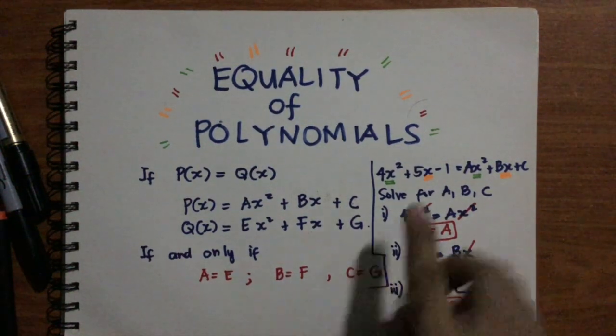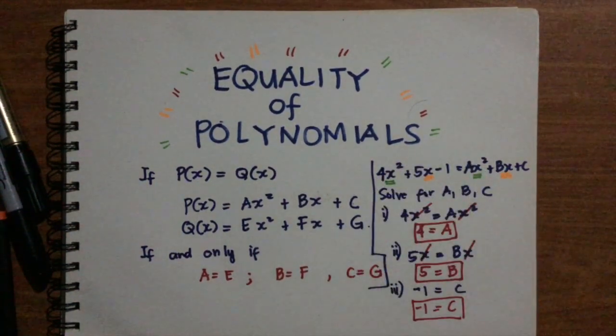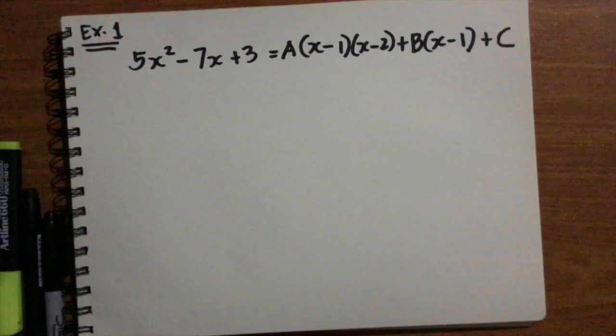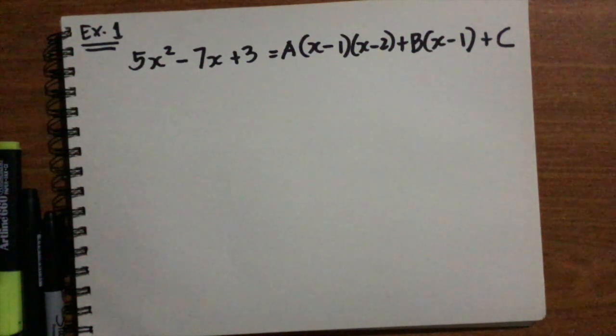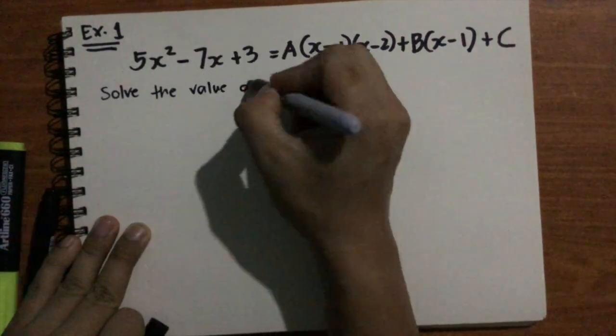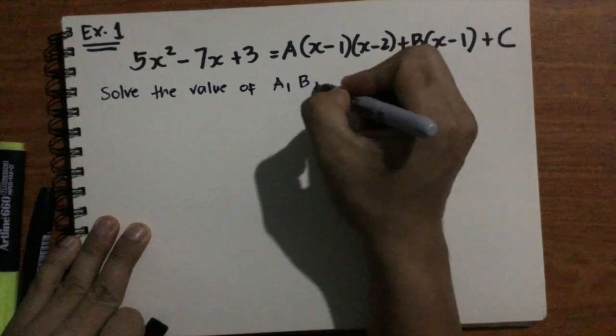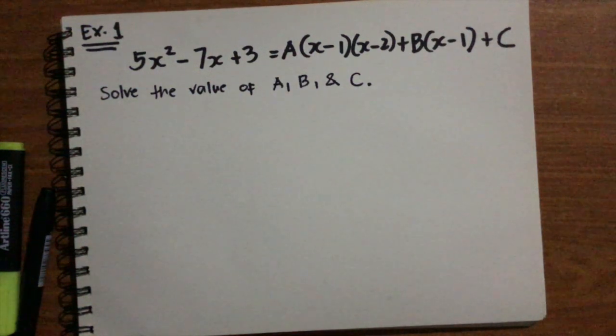So in order for these two polynomials to be equal, the coefficients of your variables with the same exponent should also be equal. Now let's have another example. 5x squared minus 7x plus 3 is equal to a times the product of x minus 1 and x minus 2, plus b times x minus 1, plus c. Now our target is to solve the value of a, b, and c. So how do you solve the value of a, b, and c? Using the equality of polynomial theorem.